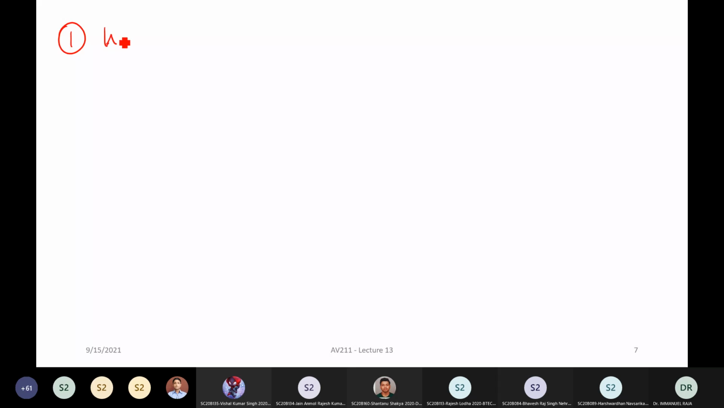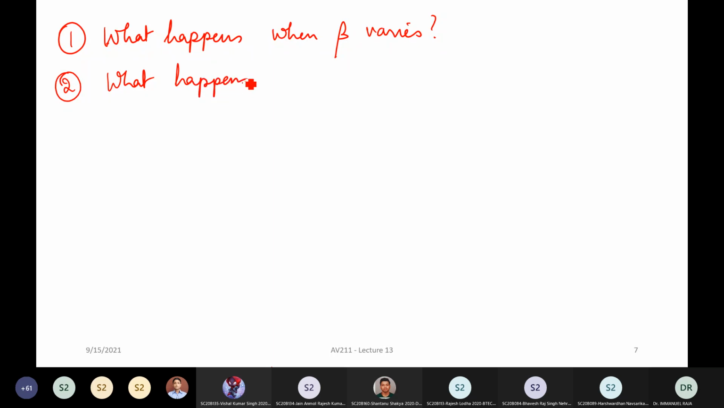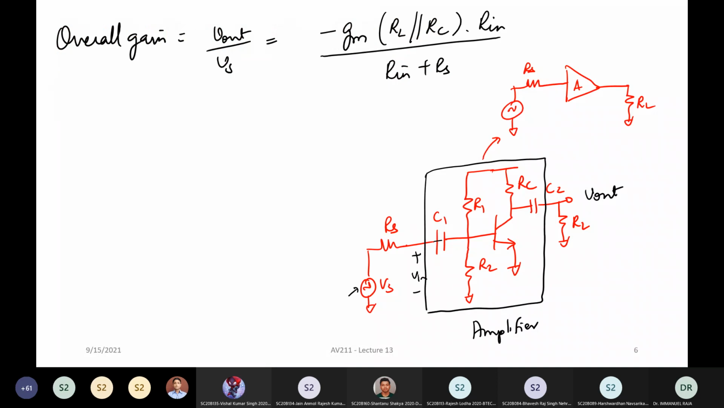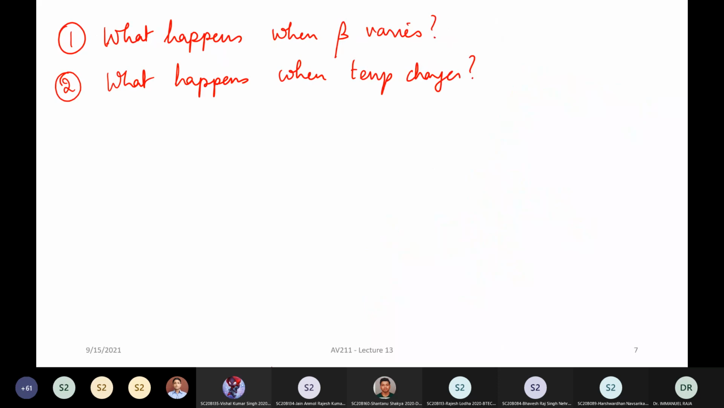The first one is, what happens when beta varies? Secondly, what happens when temperature changes. Now, so far we said that this node is biased at, let's say, such a VBE. The whole point of the biasing is such that the capital VBE gives you a certain capital IC, which results in a certain GM, which results in a certain gain. Correct? This is the flow of thought.